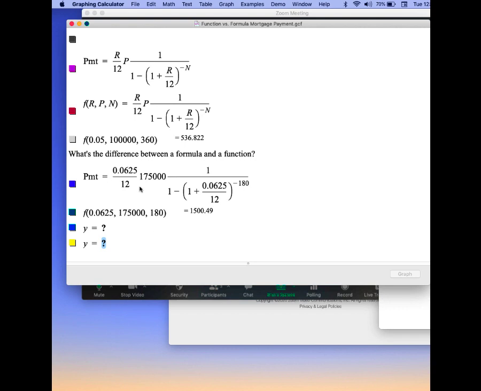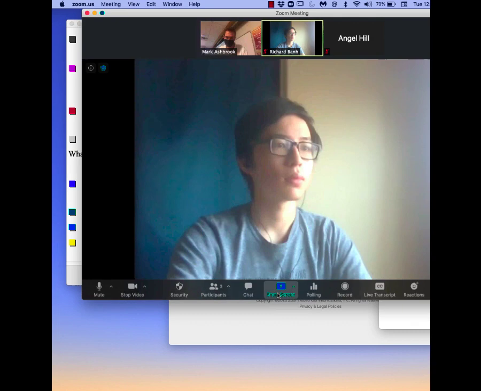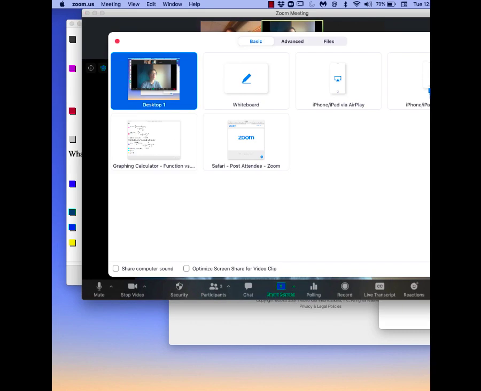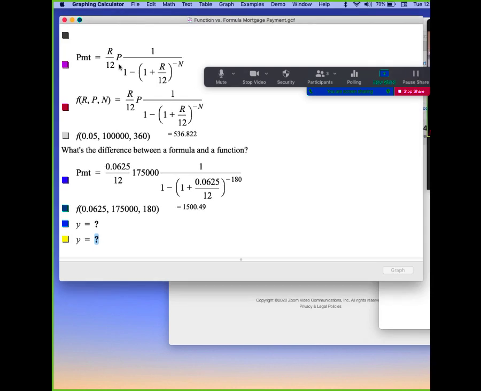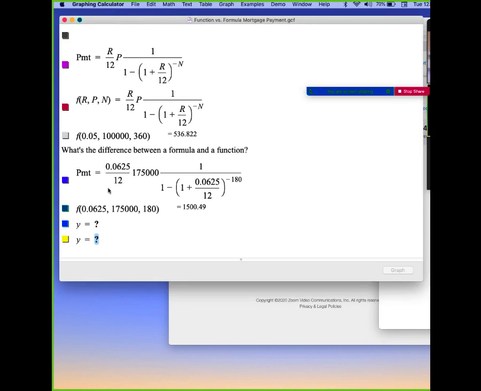So remember last time, let's see, I'm not sharing my screen. Okay. Last time we had built this file, and we were looking at the two ways to calculate the payment for this scenario: a 6.25% rate, $175,000 principal balance, and 180 months. Did we get the same thing for both? No, what's wrong here?